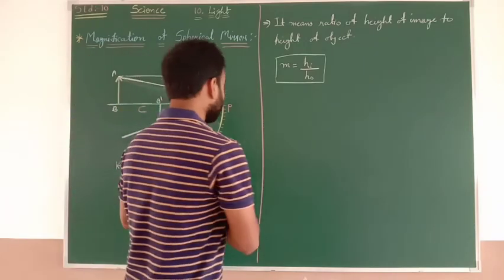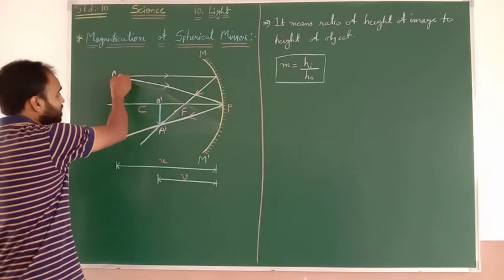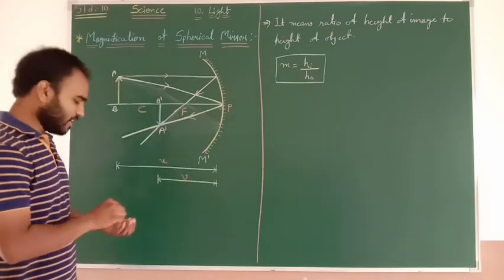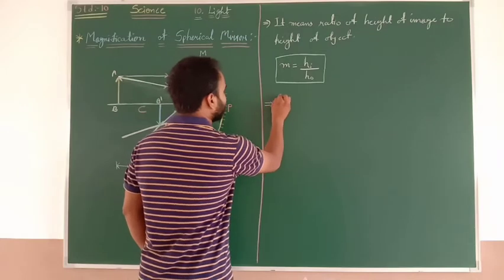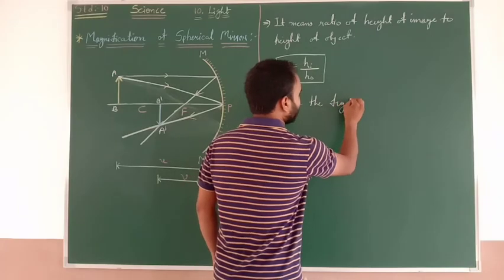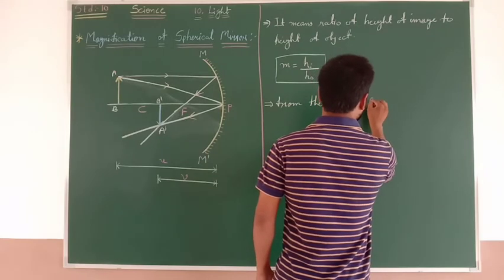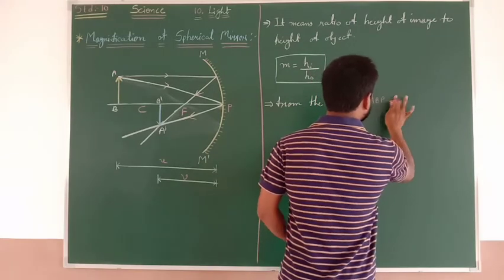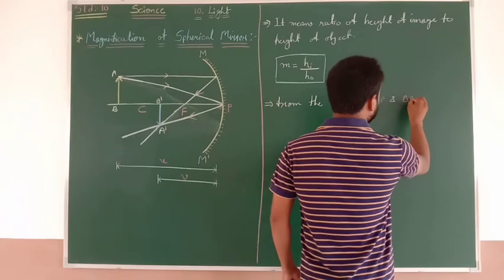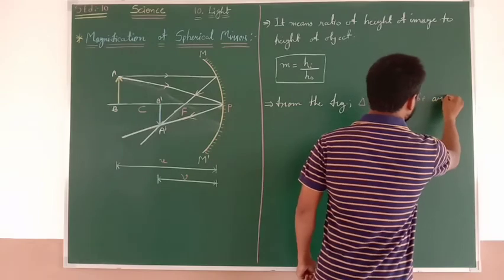Okay, now we'll look at what the different formulas for magnification by the mirror will be. So here we are seeing these two similar triangles. Which are the similar triangles? That is ABP and A'B'P, the two similar triangles. So here we'll write that from the figure, triangle ABP and triangle A'B'P are similar.